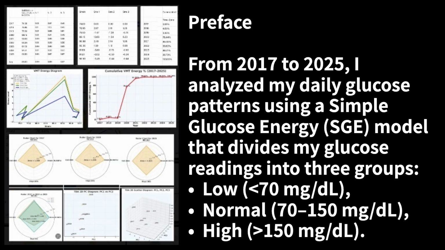Preface. From 2017 to 2025, I analyzed my daily glucose patterns using a simple glucose energy, N.SGE, model that divides my glucose readings into 3 groups: low, less than 70 mg per deciliter; normal, 70 to 150 mg per deciliter; high, greater than 150 mg per deciliter.